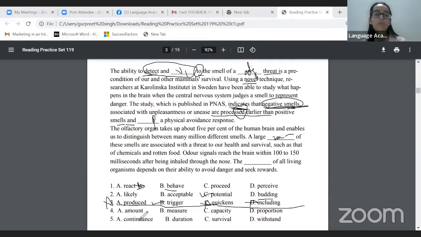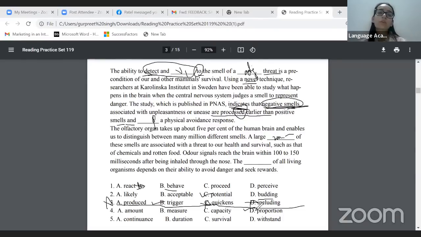A large amount of smells, can we quantify smells? No, we cannot. So these are 10 smells or 15 smells. Measure of smells, again, measure is length, breadth, height, meter, centimeter. We cannot do that with smells. A large capacity, capacity is mostly used with liquid things, liter, milliliter kind of. So we can go with proportion because proportion is used for a number of ways we quantify things.